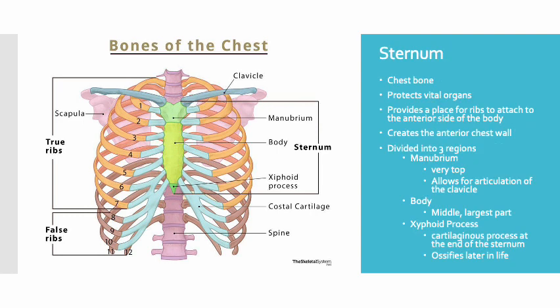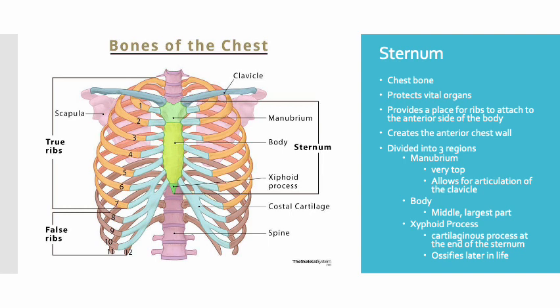So starting with the thoracic cage, we'll start with the sternum. Start right in the middle. Your sternum is your chest bone. Its main job is to protect the vital organs and provide a place for rib attachment on the front side or the anterior side of the body. The sternum creates the anterior or the front wall of the chest, and it is divided into 3 different regions.